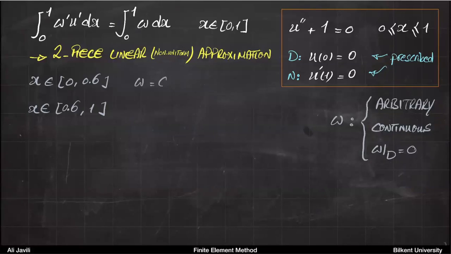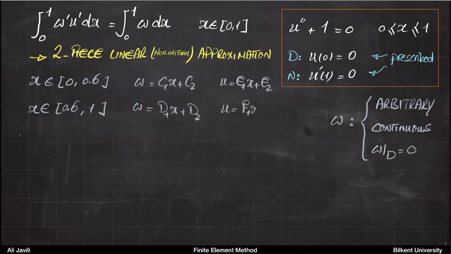W now, remember it was C1x plus C2. This is exactly like before. U is E1x plus E2. In the second piece, W is D1x plus D2. And U is F1x plus F2.